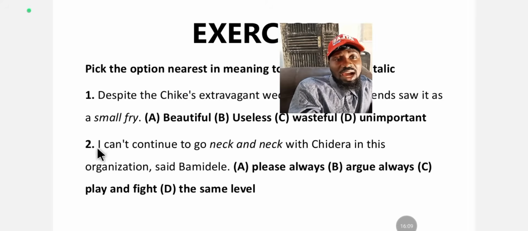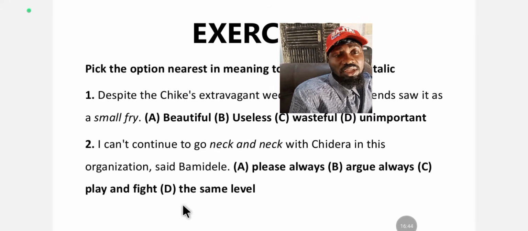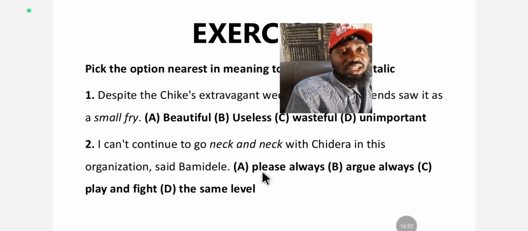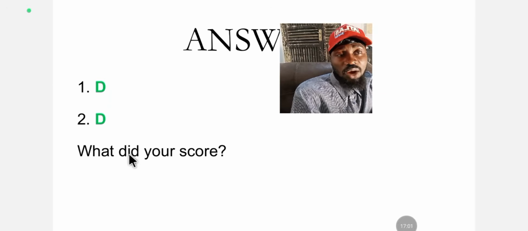Number 2. I can't continue to go neck and neck with Chidera in this organization, said Bamidele. Option A, please, always. Option B, argue always. Option C, play and fight. Option D, the same level. What's your answer? The correct option is option D, the same level. So when you talk about neck and neck, just know that you are talking about living things that are on the same level. These are the answers and what did you score?